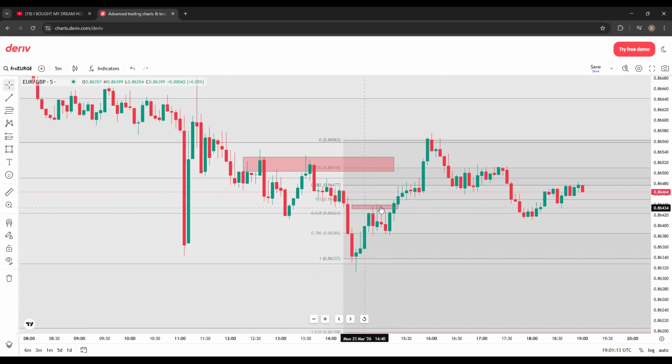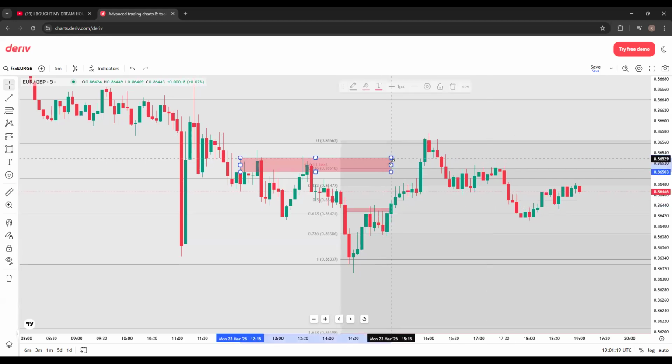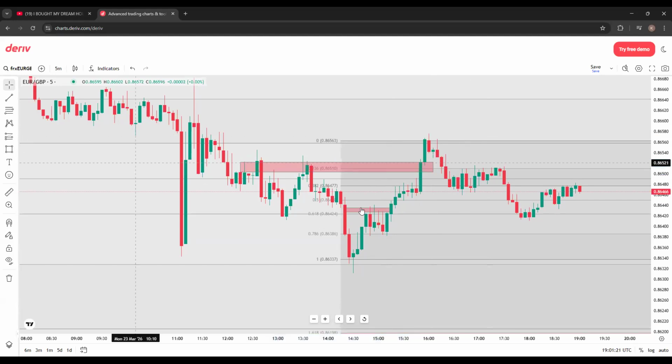So now it depends on what you really want to use. If I was entering using M5, my entry was going to be here. From the onset, my entry was going to be here. But if I was using a break of structure, my first entry would be somewhere maybe around here, and then when it retraces, it comes around here.